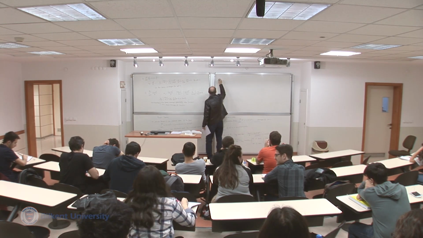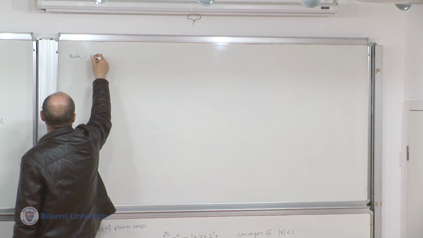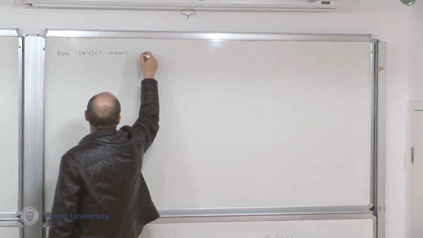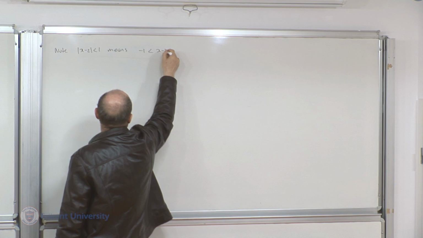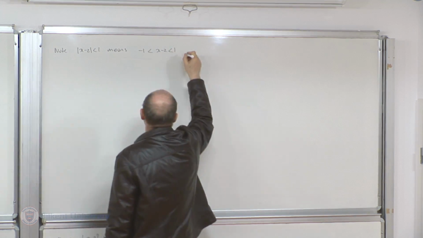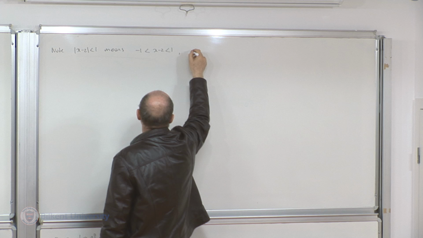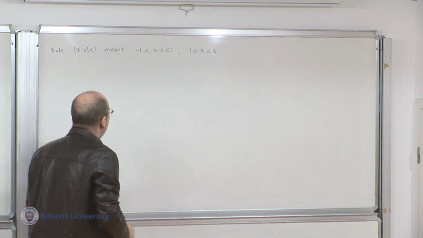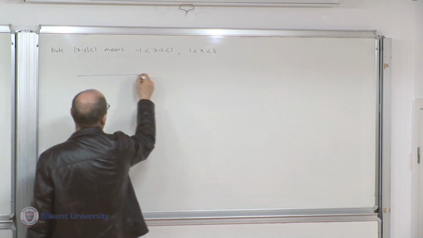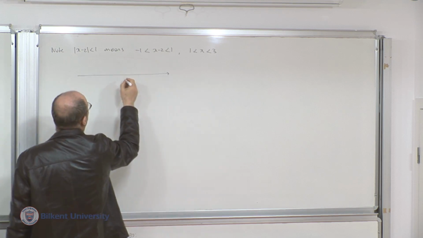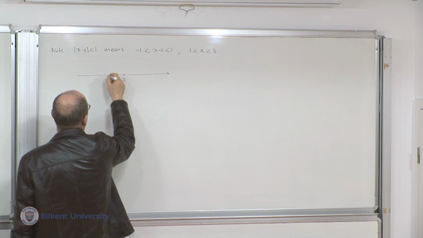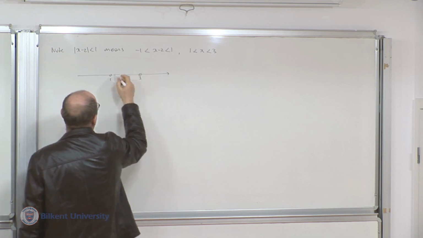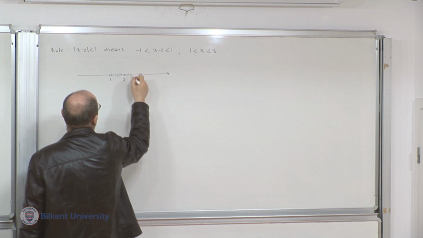Note x minus 2 less than 1 means minus 1 less than x minus 2 less than 1. So you add 2 to all sides. So this is 1 less than x less than 3. So on the real line, you have 2 here and 1 here, 3 here. So there is convergence here.